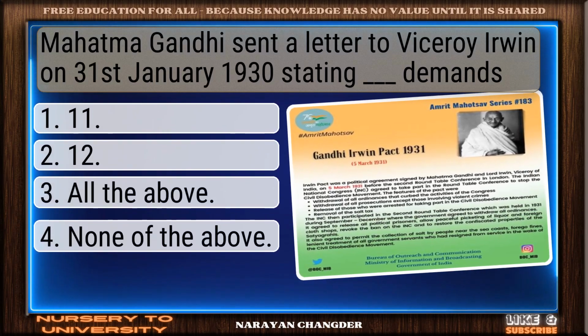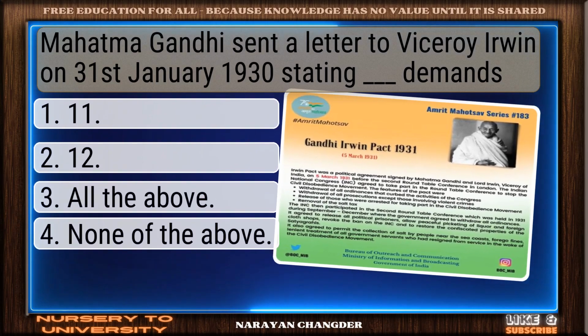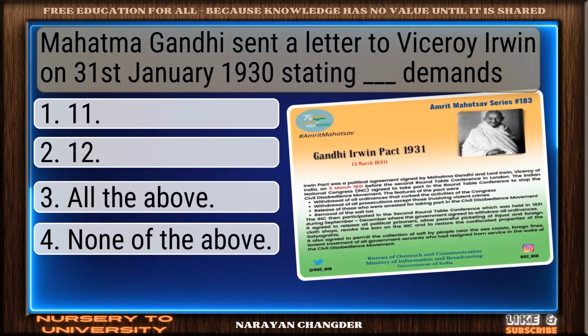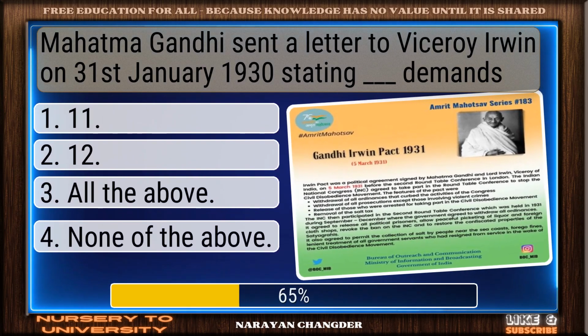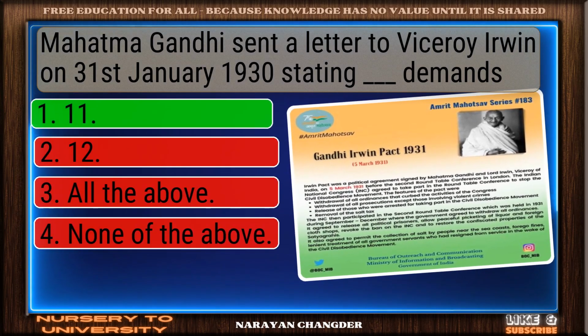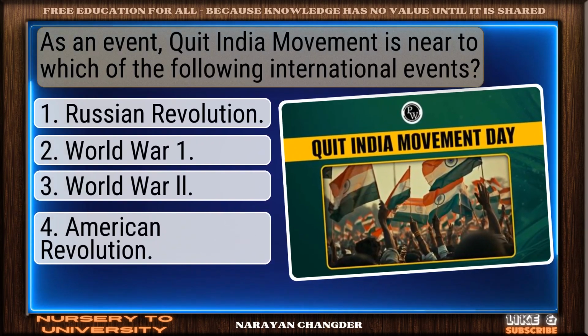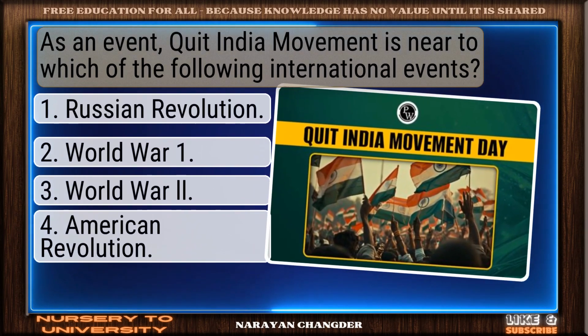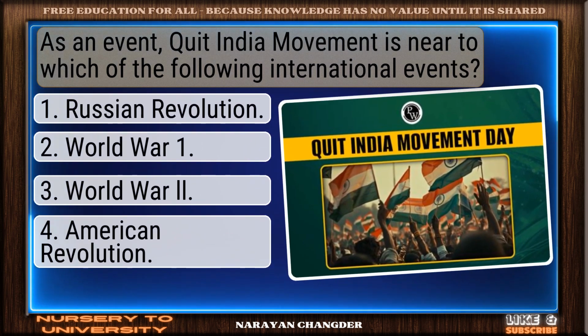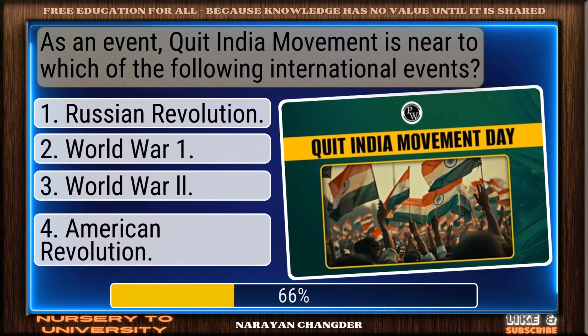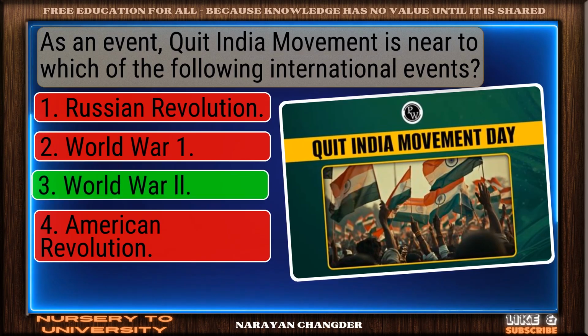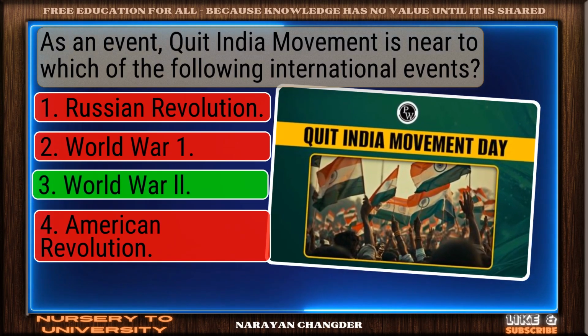Mahatma Gandhi sent a letter to Viceroy Irwin on the 31st January 1930 stating Dash demands. Smart move. Irwin is the accurate answer. As an event, the Quit India movement is near to which of the following international events? Nicely done. World War II is solid.